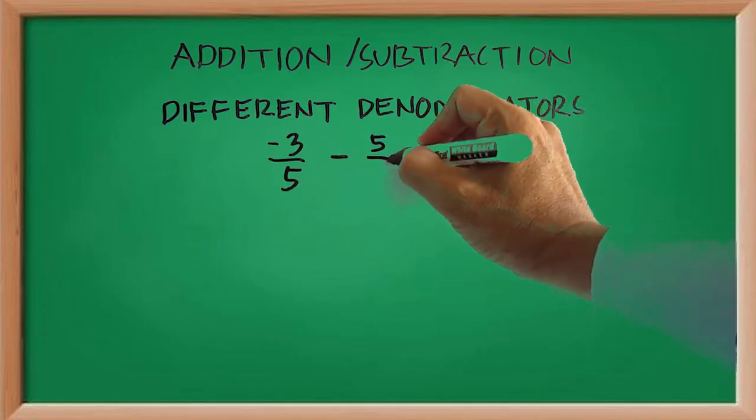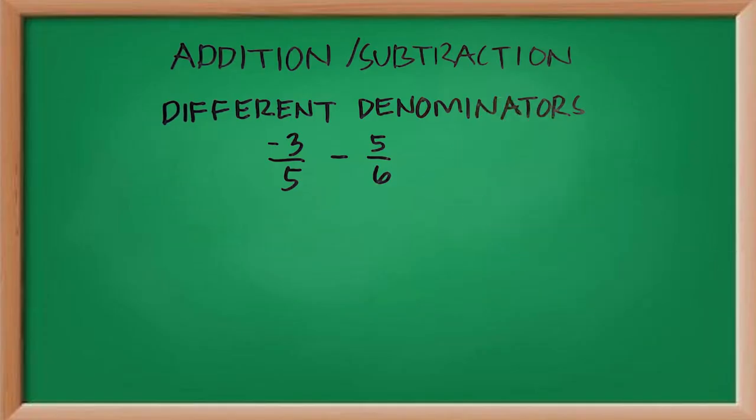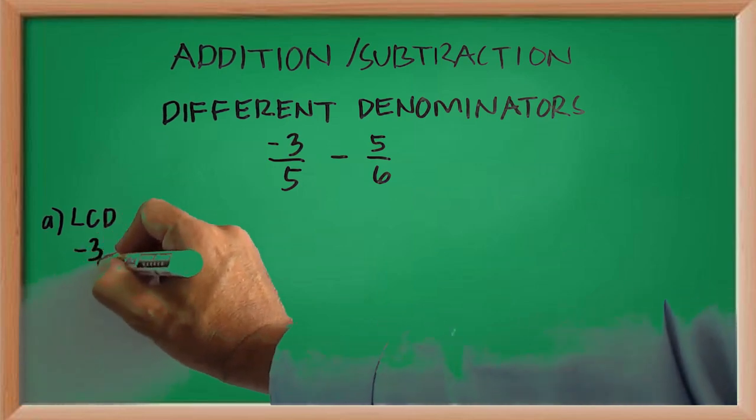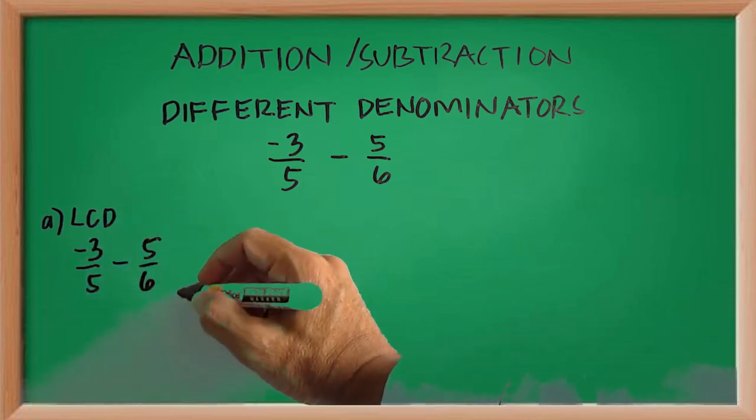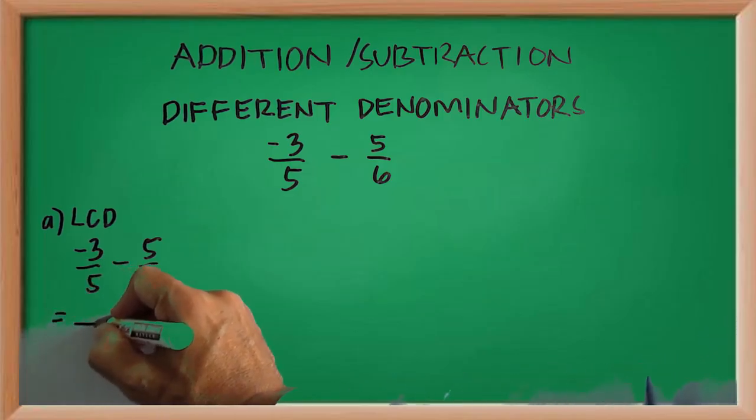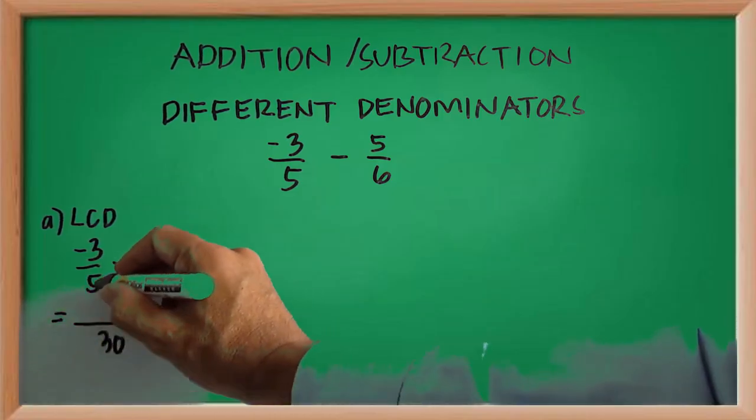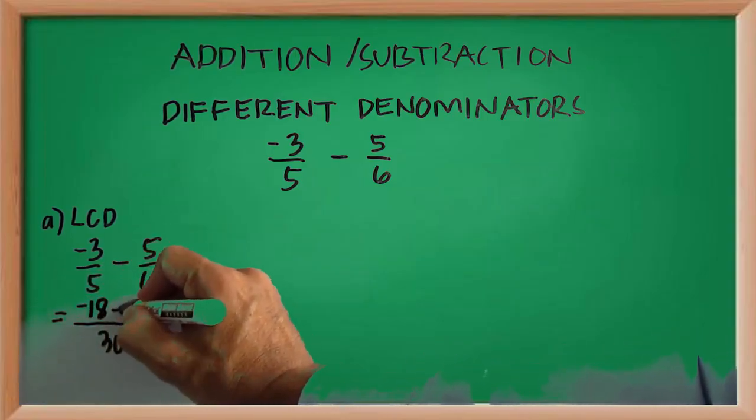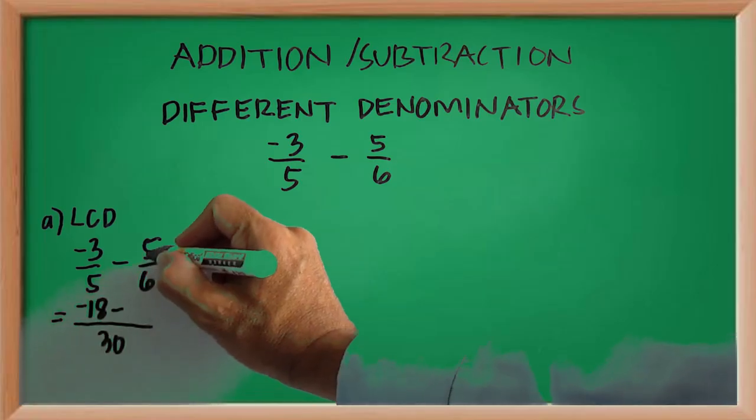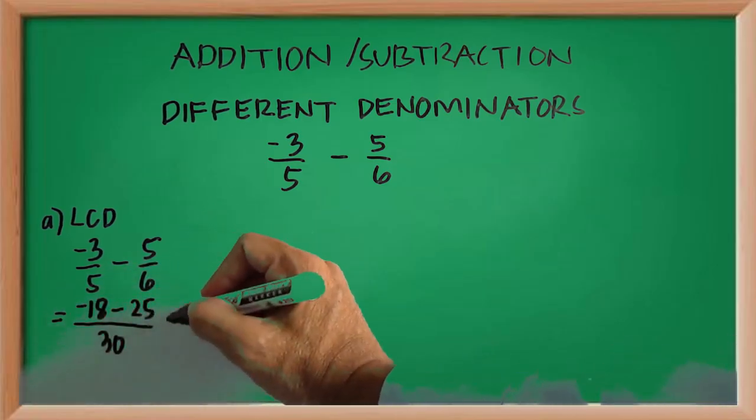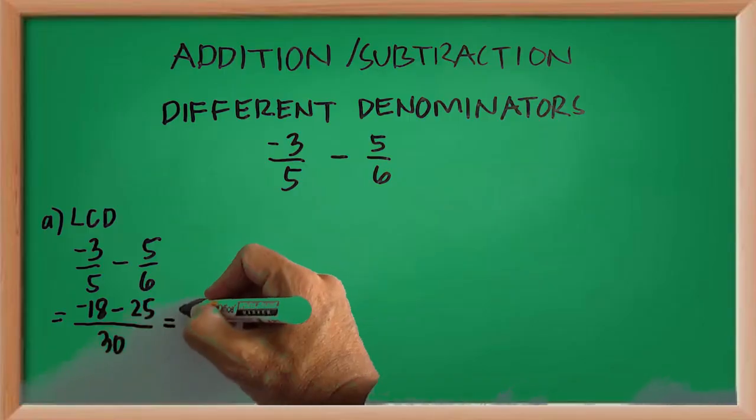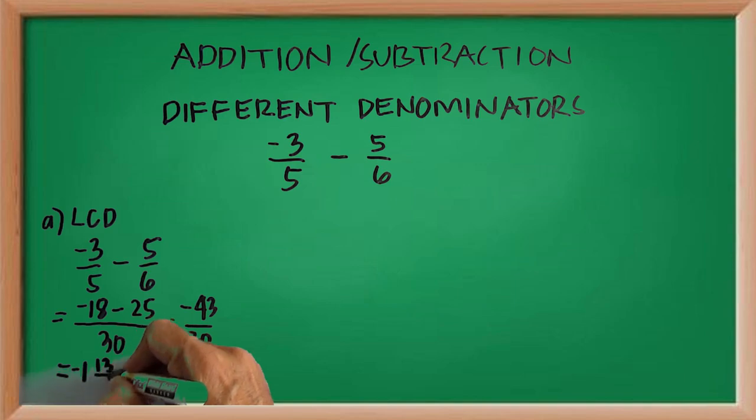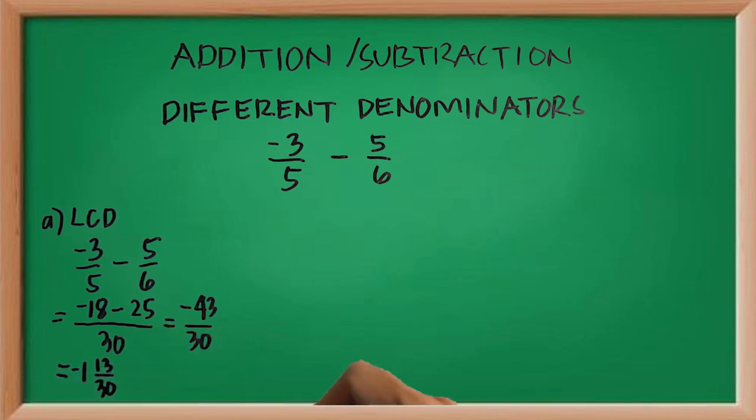-3/5 minus 5/6. Find the LCD. Since they have no common factor aside from 1, just multiply the denominators, 5 and 6, to find the LCD. 5 times 6 is equal to 30. 30 divided by 5 is 6, times -3 is -18. Minus 30 divided by 6 is 5, times 5 is 25. -18 minus 25 is -43, all over 30. This is also equal to -1 and 13/30.